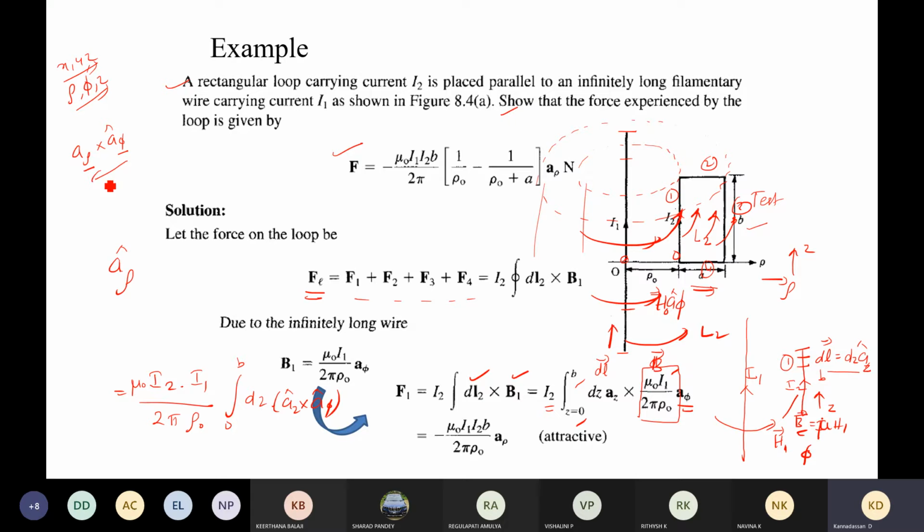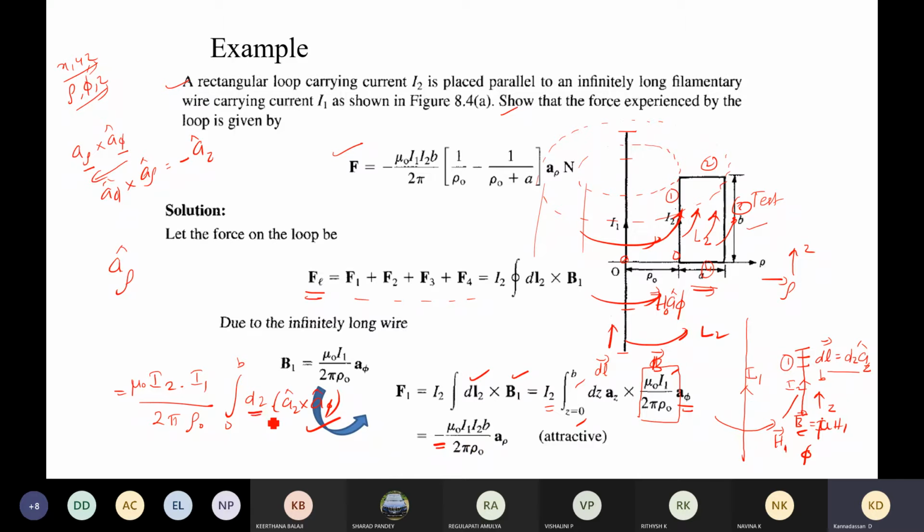But whenever this exchange takes place, let's say a phi vector cross a rho vector, the order changes, and the resulting term will be negative. That is the simple thumb rule; when you apply it you will get the negative value. So that is why this negative sign is coming. The remaining terms are all available.